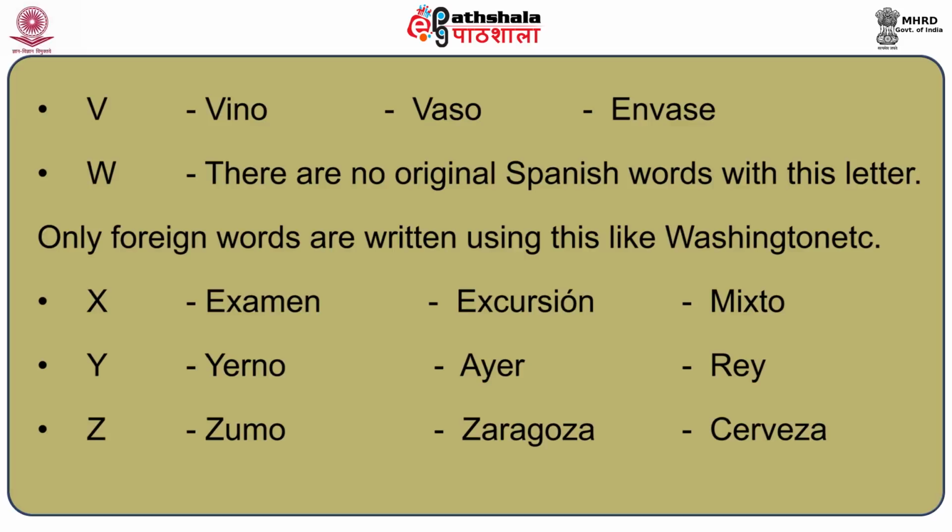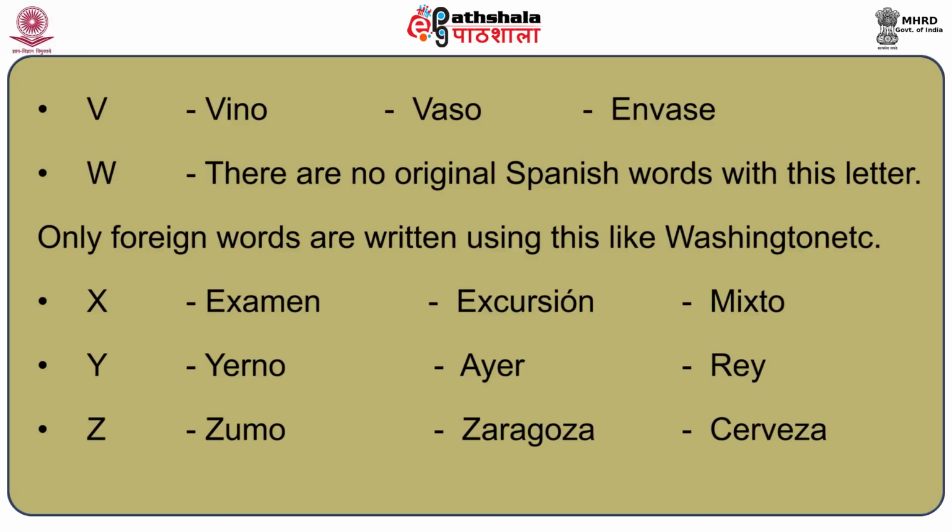W is Uve doble. Now, there are no original Spanish words with this letter, only foreign words are written using it, like Washington, etc. X is X. So examples like examen, excursión y mixto. The sound of this letter X will be like if you write K and S together. So for example, examen, excursión y mixto.